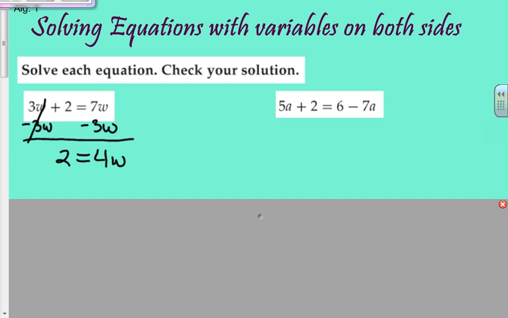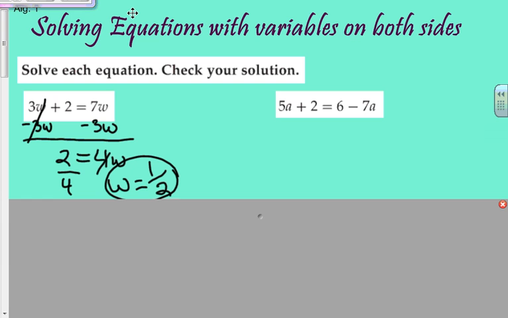At this step, we're going to get rid of our 4 in front of w. It's being multiplied, so I'm going to bring it over here to divide it. And then when I simplify, 2 fourths simplifies to 1/2. So our answer is 1/2. And you're going to have a lot of fractions, so I want you to get used to working with fractions.